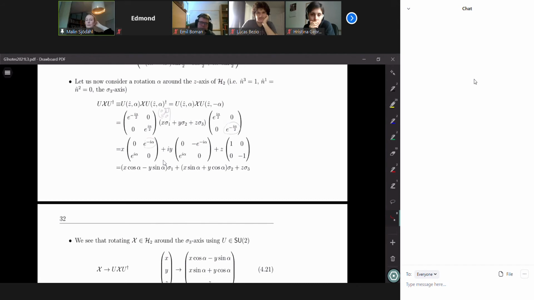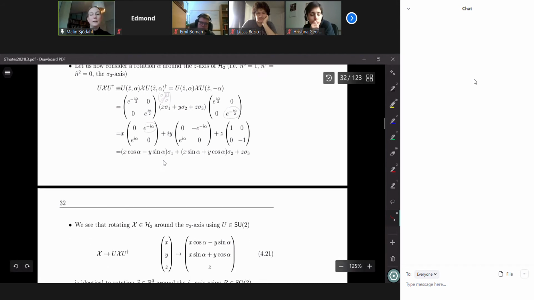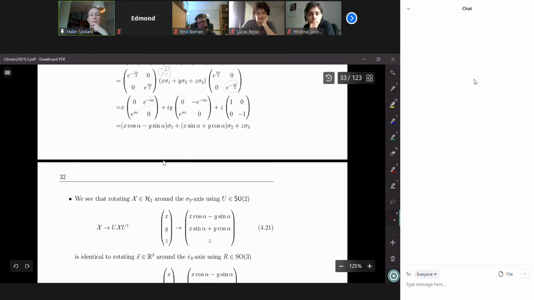But now we want to translate this to see what happens to the components x, y, and z. So recall that the x component was whatever multiplied sigma 1, so it's this thing here. So to see what happens to x, we read off these components here. So we see that x has gone to this thing here. Similarly, y has gone to this thing here, and z has gone to itself.